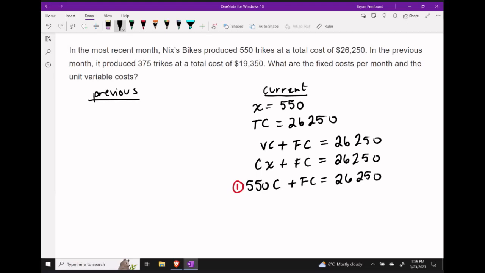Next, let's take a look at our previous month. In our previous month, we had 375 trikes made, so X is equal to 375. In this case, our total costs were $19,350. And remember that our total costs are our variable costs, CX, plus our fixed costs.